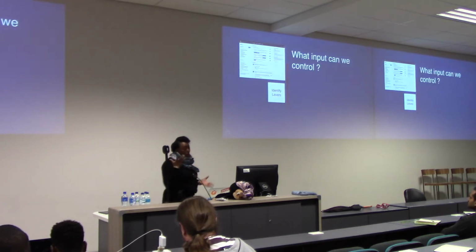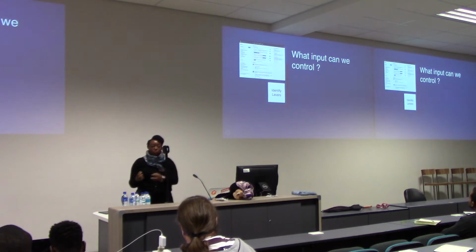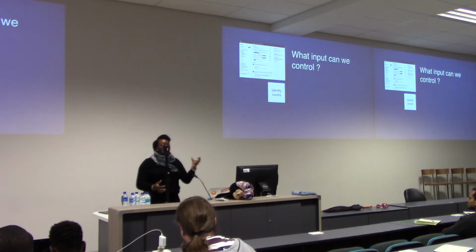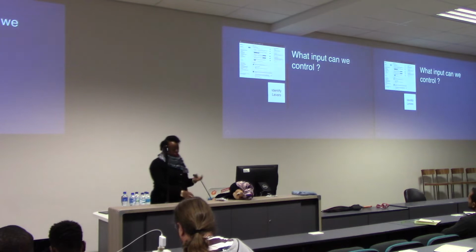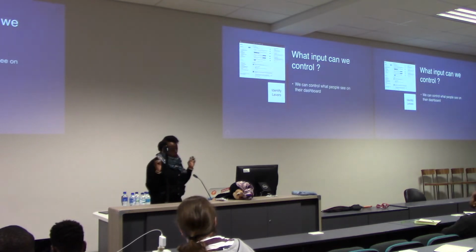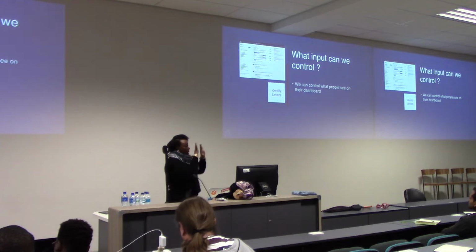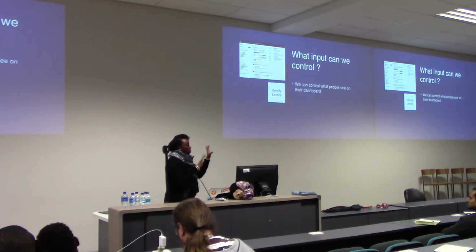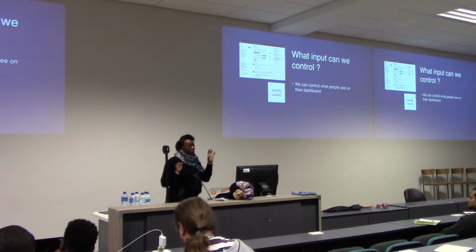Next thing is, what inputs can we control? So we have our metrics now. What input can we control to actually achieve our goal? And for us, what we could control was what people saw on the dashboard. So that's all we can control. We can put things on their dashboard, and if they see, then we can think maybe some things will happen.